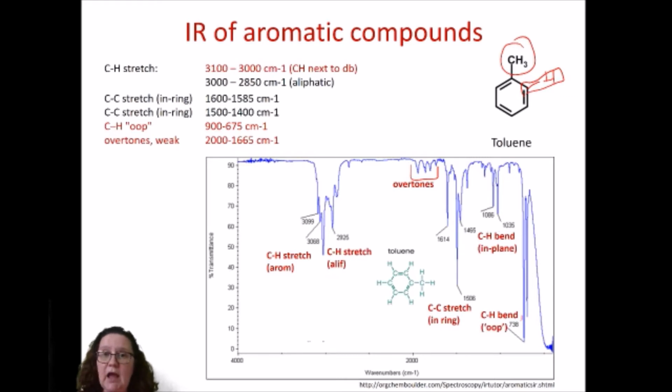Again, they are weak, but they are very characteristic, and they appear in an area of the spectrum, around 2000, in which typically, unless you have perhaps a nitrile group, there's nothing else going on. So they can sometimes be useful to identify the presence of an aromatic, a benzene ring, in your structure.